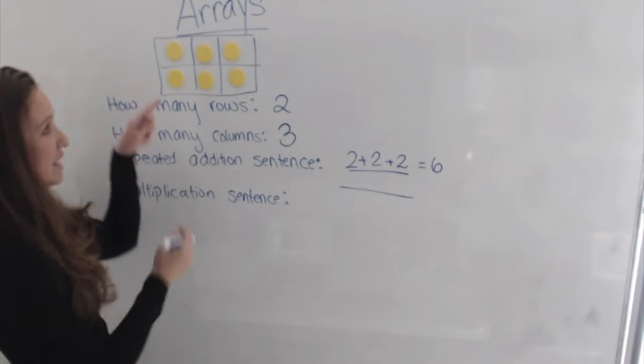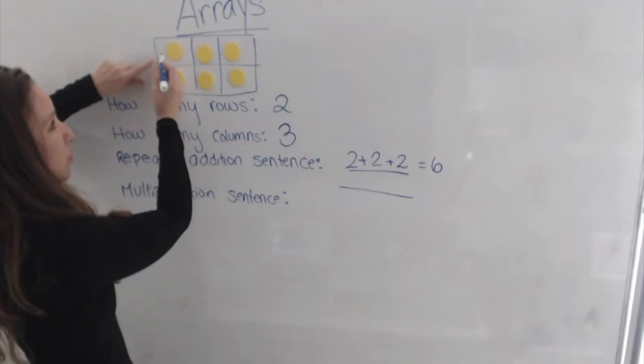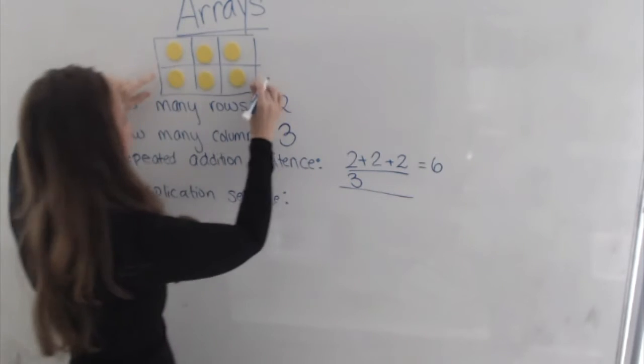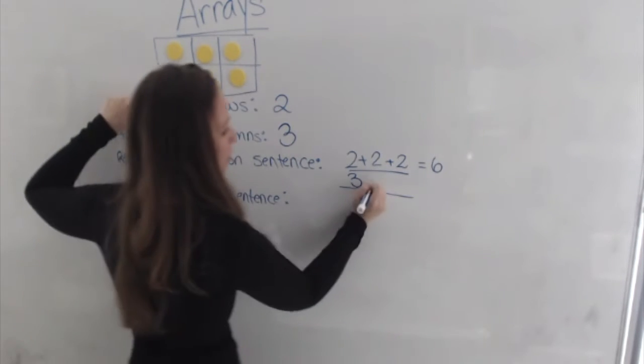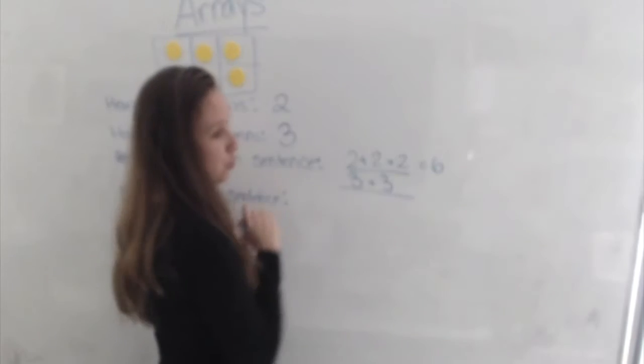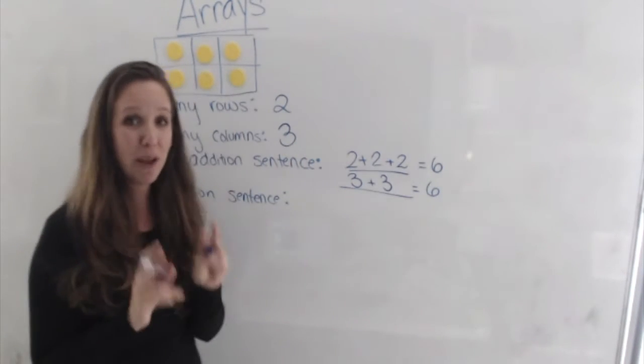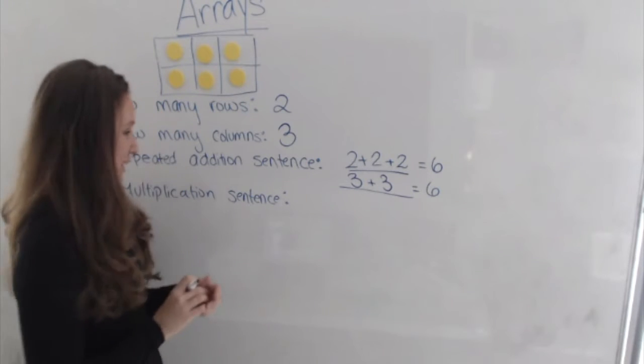We can also write a sentence based on our rows. How many dots do we have in this row? 3. How many dots do we have in this row? 3. So when I add those 2 rows up, I also get 6. So there are 2 ways we can write our repeated addition sentence.